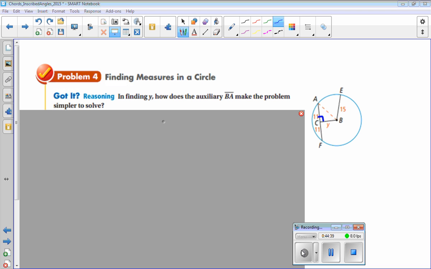Why do they call it the auxiliary line? The auxiliary line BA, or segment BA. Why is the dotted line important? Why do I have to have it? Julian, what kind of a triangle does it form? There you go.